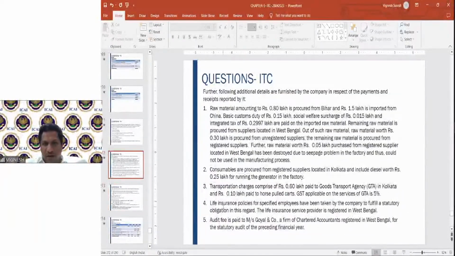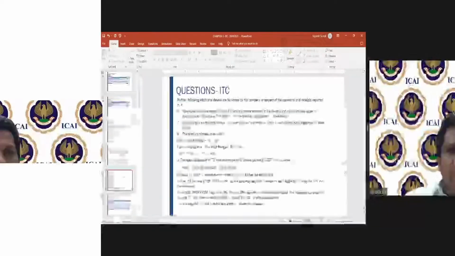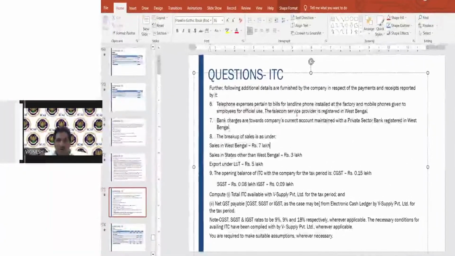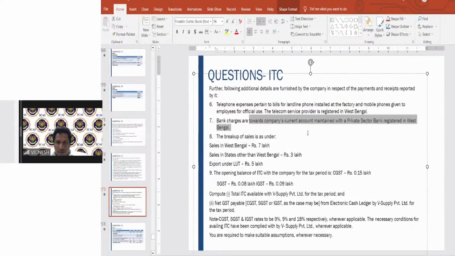These are the additional details. Very big problem. Go through it very carefully. Raw material worth 0.8 lakh is procured from Bihar and 1.5 lakh is procured from China. Customs duty of 0.15, social welfare charges of 0.015, and integrated tax of 0.2997 lakh are paid on the imported raw material. Confusing. Telephone expenses pertain to bills for landline and mobile phones, telecom service registered in West Bengal. Bank charges are towards the company's current account.